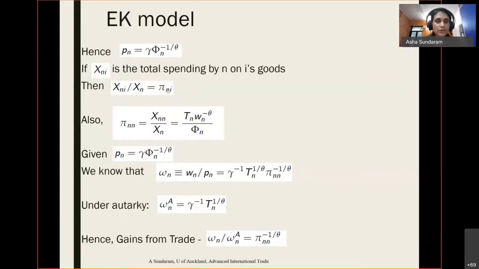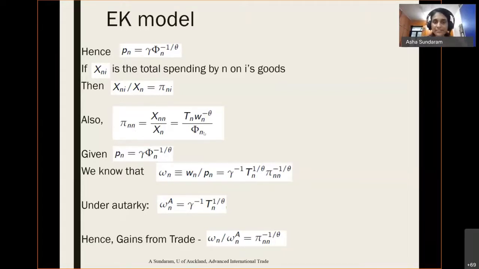So what I'm trying to do here is take the model to the data, in a sense. Now I'm going to define pi nn. Pi nn is weird because it's the probability that India buys from India. You might say that doesn't make sense in a trade setting, but what we're trying to get at is domestic spending. What percentage of total Indian spending is spending on Indian goods? So the fraction of domestic spending. Now from the model, we know what this is. We have calculated the probability that India buys from India.